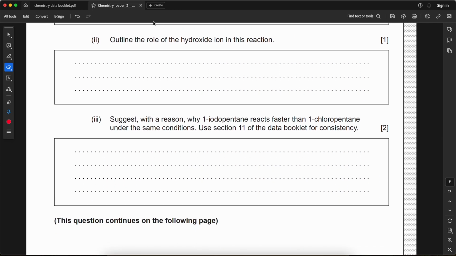Outline the role of the hydroxide ion in this reaction. The role of the hydroxide ion is acting as a nucleophile which donates a lone pair of electrons.